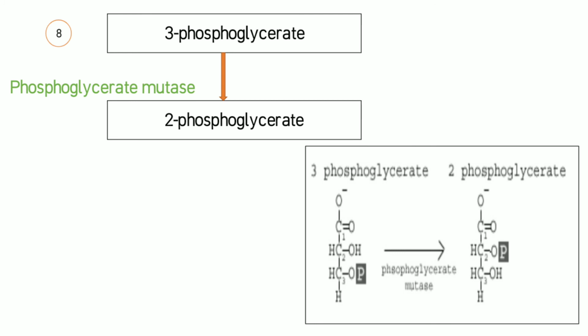For the next step, it involves a simple rearrangement of the position of the phosphate group on a 3-phosphoglycerate molecule, making it 2-phosphoglycerate. The enzyme that catalyzes this reaction is known as phosphoglycerate mutase. A mutase is an enzyme that catalyzes the transfer of a functional group from one position of the molecule to another.